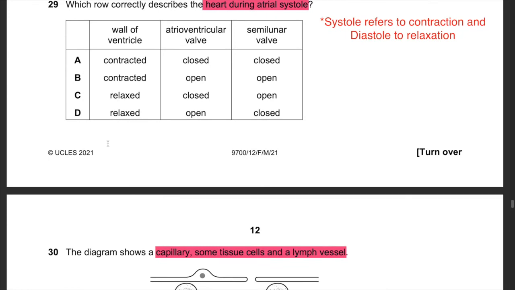Question 29. Which row correctly describes the heart during atrial systole? So systole refers to contraction and diastole refers to relaxation. So when atrial systole is occurring, the semilunar valve is closed. However, the atrioventricular valve is open and the wall of ventricle is relaxed. Therefore, the answer is D.